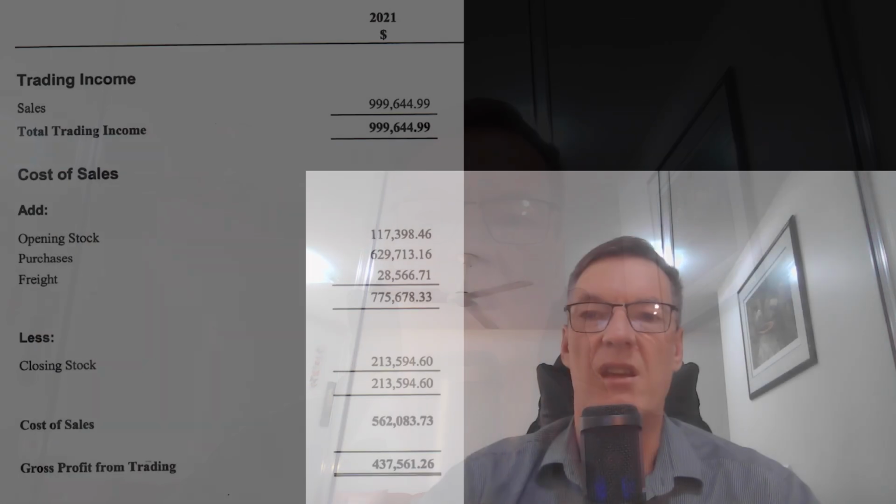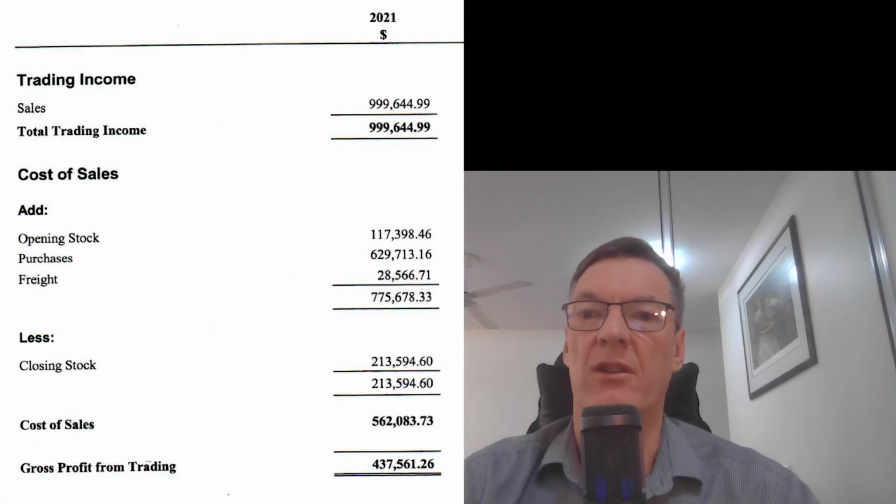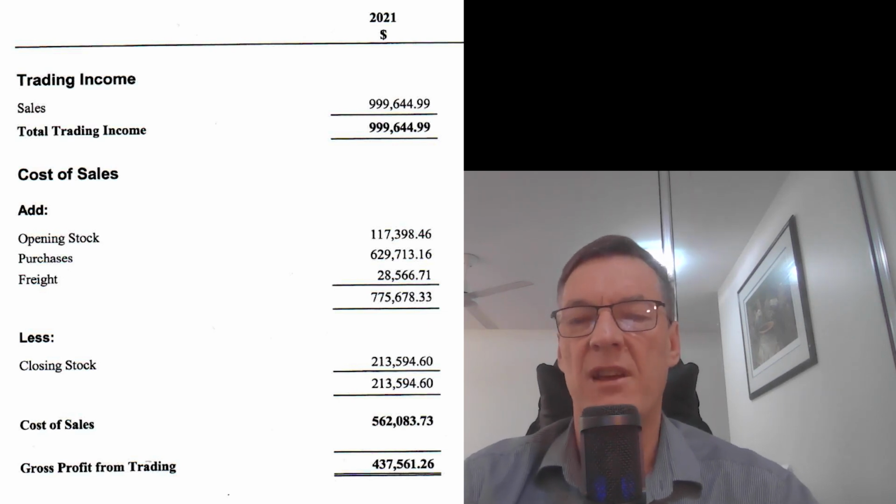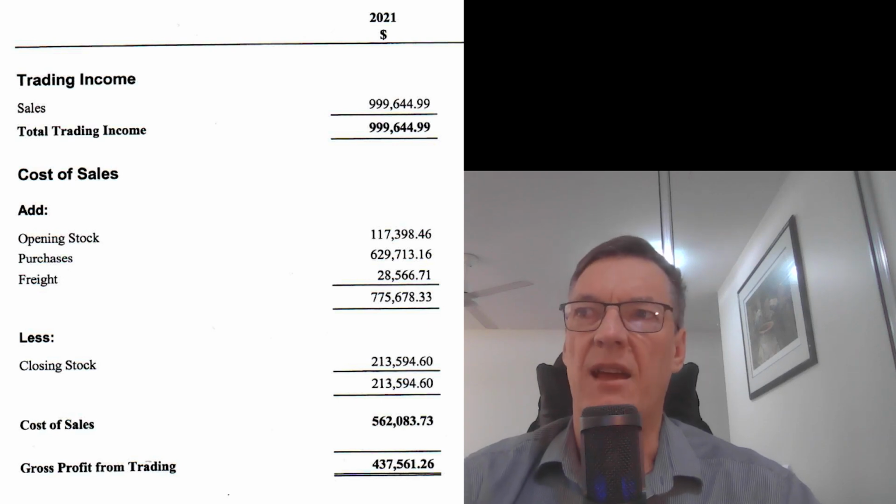So having a look at a profit and loss statement, you'll find the first part is all about income. And we're just going to focus on this particular profit and loss, which is a real one from a client. I've sanitized it so you can't tell who it is. So we're going to look at the 2021 figures for this one. Now this client is a specialist repairer of commercial vehicles.